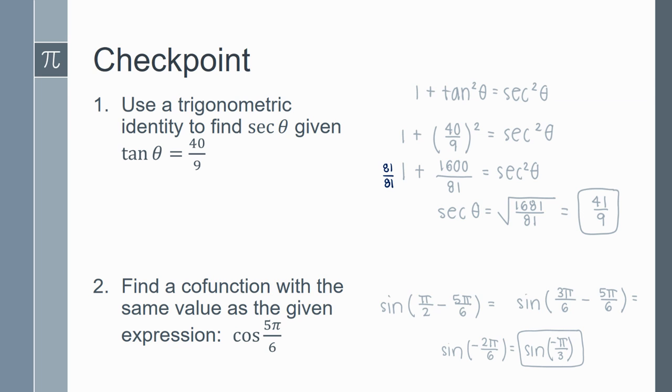In the second example, remember cosine and sine relate to each other. Because we're in radians, I had to find a common denominator, which would be 6, because I multiplied the top and the bottom by 3. And then when I subtract, I get negative 2 pi over 6. You can simplify that down to negative pi over 3 for your radian value.